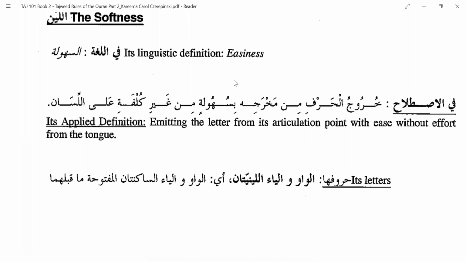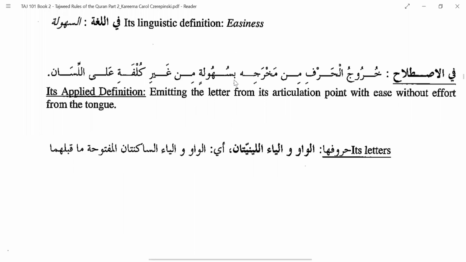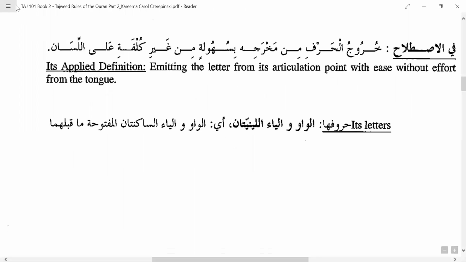There are two here. It's not actually alphabets, but there are two sounds in lean, which is al-waw wal-ya al-liniyatani, meaning al-waw lean and ya lean, which is al-waw wal-ya as-sakinatani al-maftuha ma qablahuma. If there is a waw sakina or a ya sakina and before it you have a maftuha, maftuha means there is a fatha, an alphabet with a fatha before it.